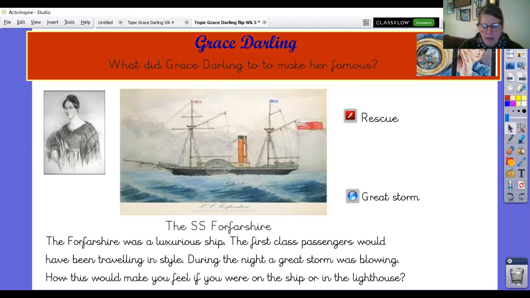But during the night, a great storm was blowing. I'd like you to try and imagine now, what would it have been like on that ship in a great storm? And what I've done, if I'm going to change my screen now to help you imagine what it would have been like, we're going to listen to a storm at sea.